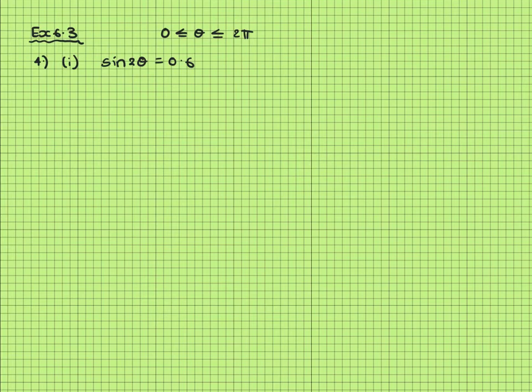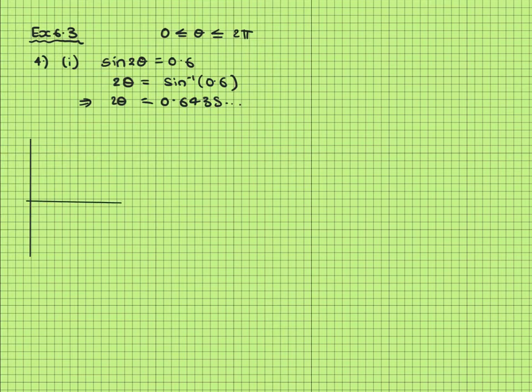So exercise 6.3, question 4, part 1, sine 2 theta equals 0.6. 2 theta is sine minus 1 of 0.6. And we're working in radians, so please make sure you reset your calculator when we do this. So this gives me 2 theta, remember we're working out values of 2 theta, equals 0.6435... So I found a value of 2 theta, not a value of theta. I'll find my values of theta a little bit later on.